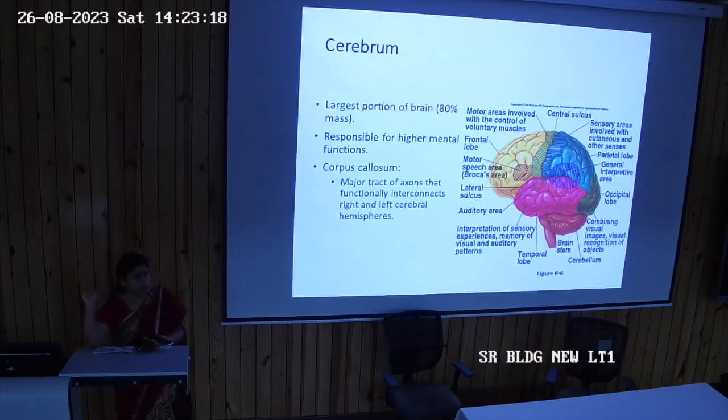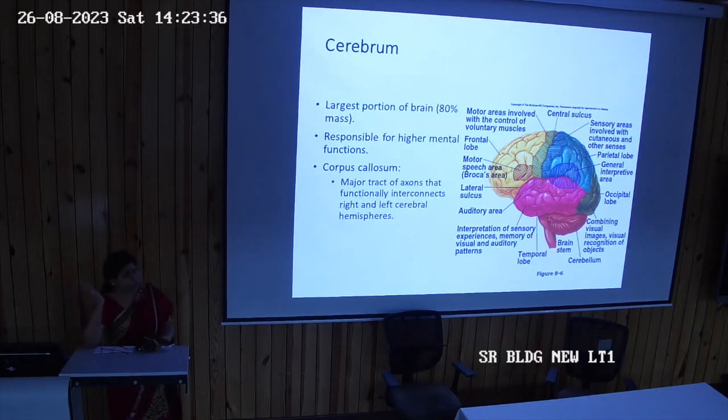When we talk about writing, Exner's area, specially present near the Broca's area, is responsible for controlling the motor cortex area, which is responsible for fine coordination of finger and hand movements for writing.